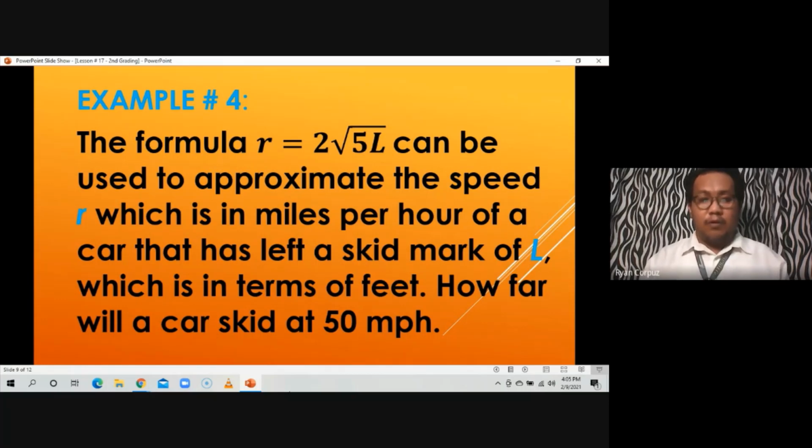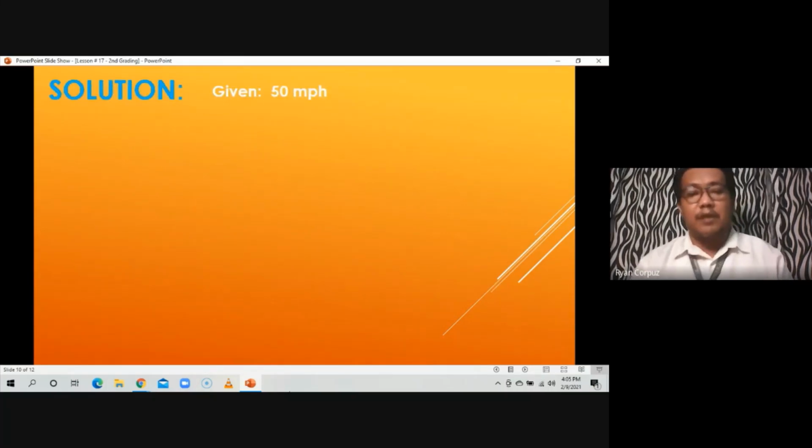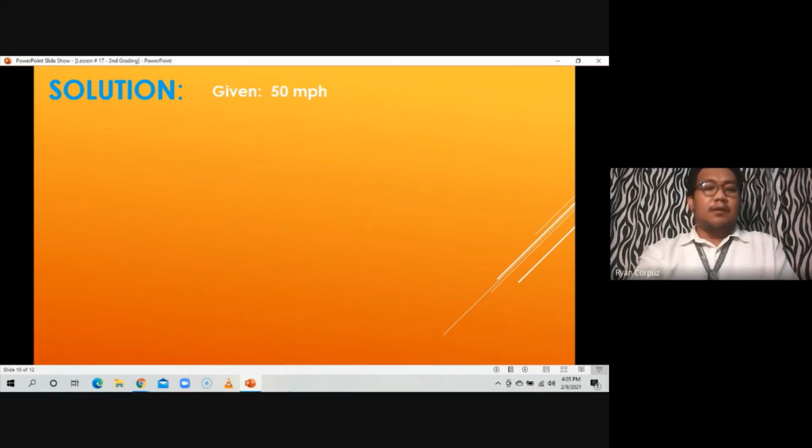So pwede natin diretsuhin yun in solving for what is unknown in the problem. But since we are applying the steps, let's try to apply the steps also. So the formula, again, R is equal to 2 square root of 5L can be used to approximate the speed R, which is in miles per hour, of a car that has left a skid mark of L, which is in terms of feet. So how far will a car skid at 50 miles per hour? So the solution to it, ang given doon ay 50 miles per hour. Because what is asked in the problem, how far? That means we are pertaining to the distance.